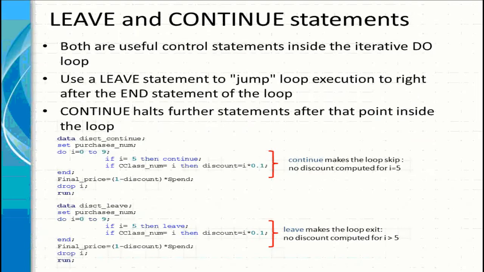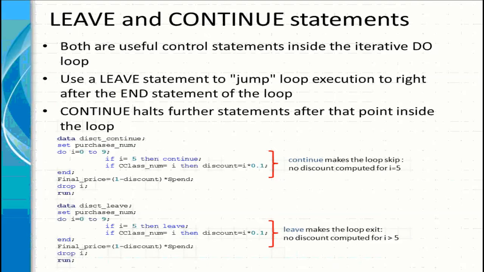Now leave and continue. These are useful control statements inside the iterative do loop that we've just gone through. Use a leave statement to jump through the loop execution to right after the end statement of the loop, whereas the continue statement halts any statements after that point inside the loop.